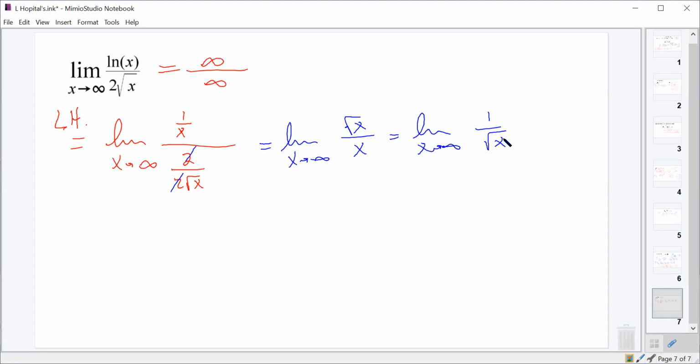And if I plug in infinity to that, I have 1 over a very large number, which is 0. Great. Everybody good with that? Or no?